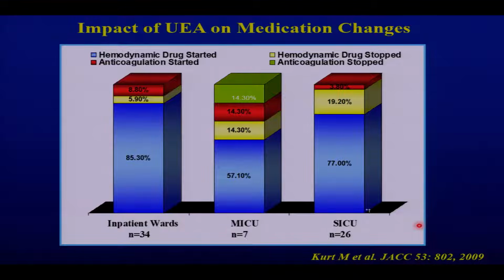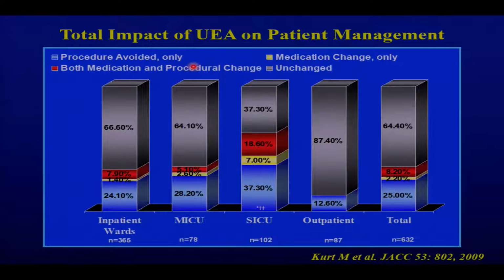Impact on medication changes. Hemodynamic drug started because ventricular function was underestimated. Hemodynamic drug stopped because it was actually too good, probably hyperdynamic. Anticoagulation stopped because it was suspicious of a clot, or started, depending on what you saw. And I think these are very important impact. And the interesting thing is that you could do this at the bedside while you're doing this. And this is the overall impact.